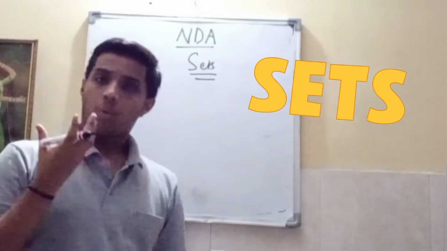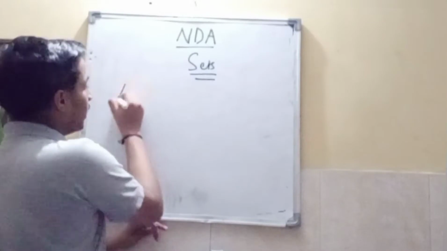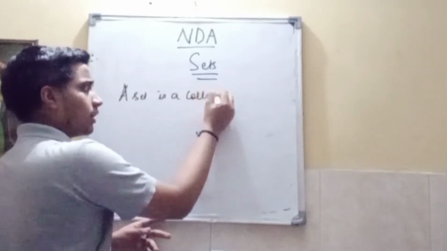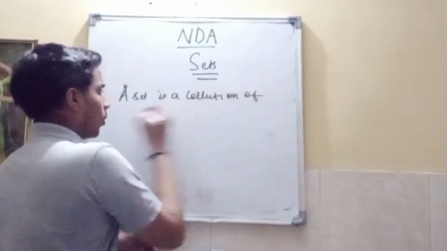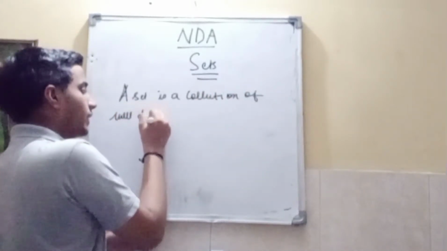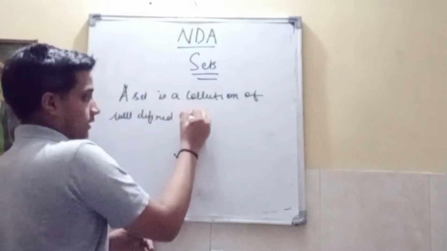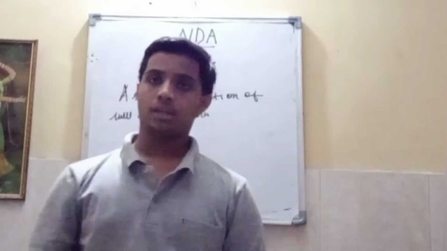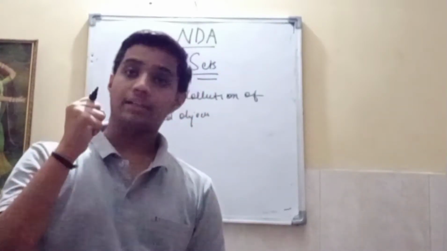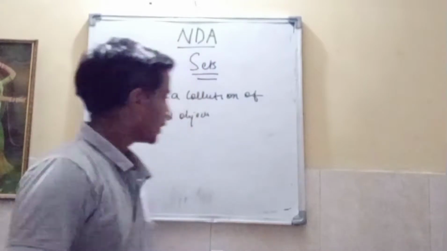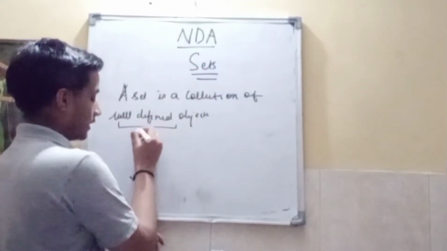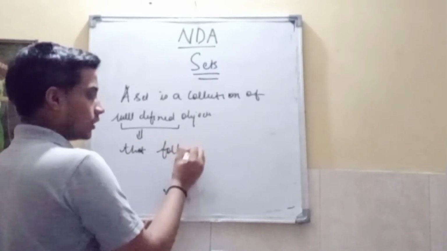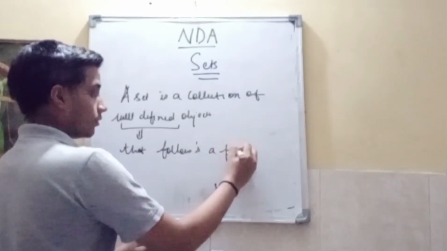Sets. What is a set? A set is a collection of well defined objects. This definition you have heard many times, I am sure. But have you understood what this well defined means? This well defined means that it follows a particular rule.